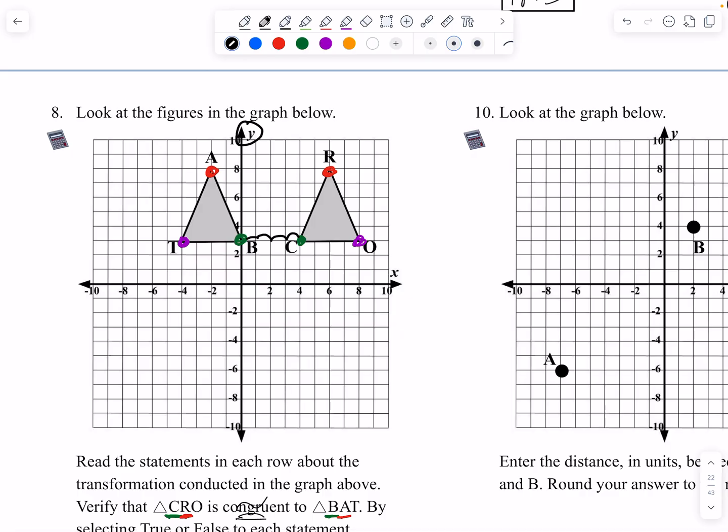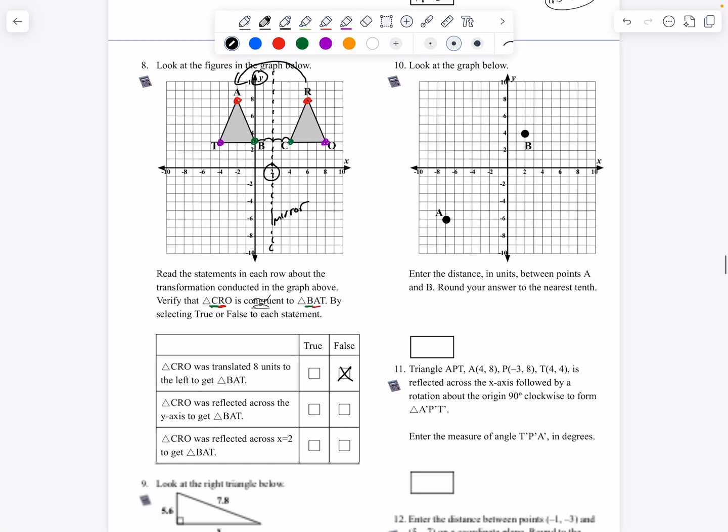Well, there's my y-axis. Did that get flipped over? No, because it has to be smack dab in the middle. So that's your mirror, okay, which is x equals 2. So this one was false. So CRO was reflected across x equals 2. Yep, that is true. Okay.